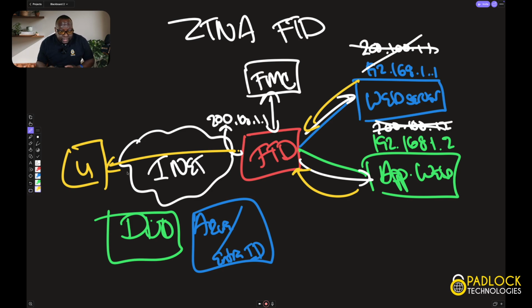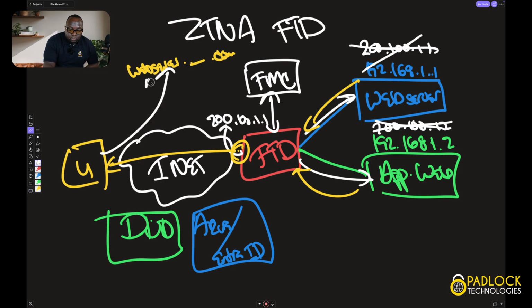Now, let's look at how this actually works from a theory standpoint. You're going to have a public FQDN that goes to the FTD's external interface. So let's say this web server app was webserver.something.com. When you go to that, you are going to go to here. This is step one.